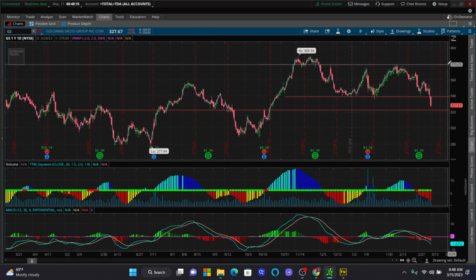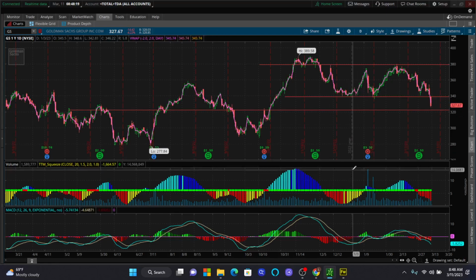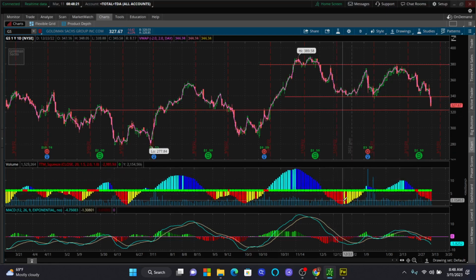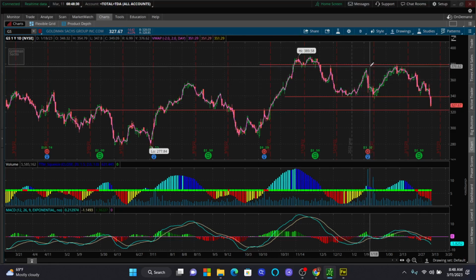So this resistance line now would have been a great target for when we saw the TTM squeeze going from red to yellow. Once it got yellow right here, we'd be looking at an entry because it bounced right off that support line and it ran almost to that resistance level. If it ran pretty close to it, I probably would have taken profit there.